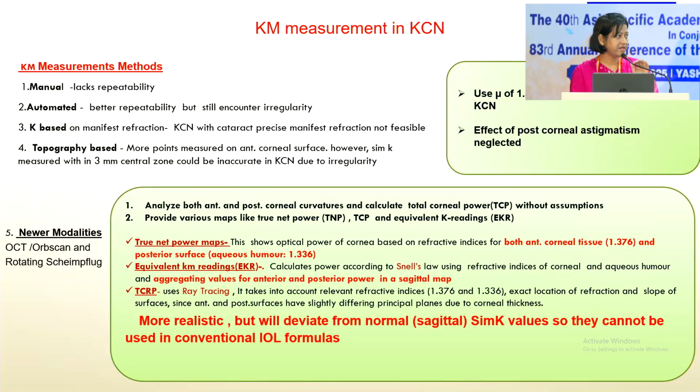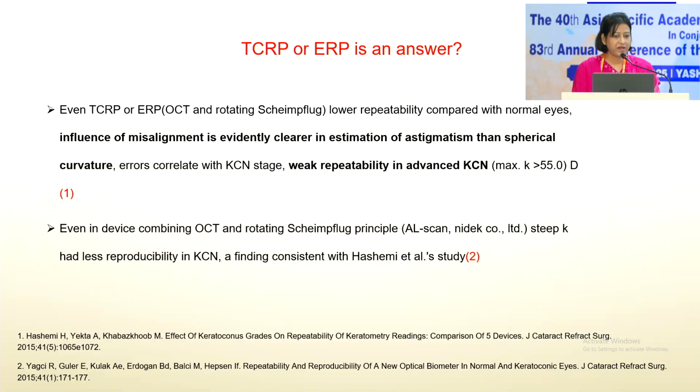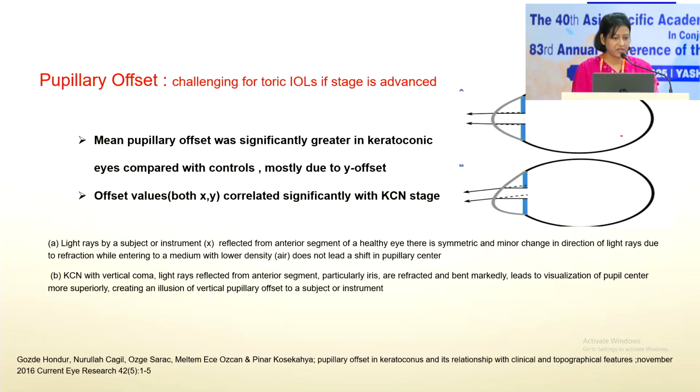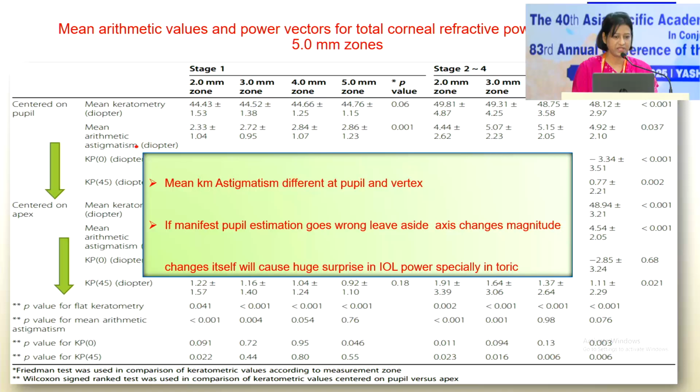Newer modalities do help in negating these 2 points, and they are more realistic in keratometric measurement, but they will deviate from the normal SimK value, so they cannot be used in conventional IOL formulas. Is the true corneal refractive power or equivalent refractive power an answer? Actually, it is not, especially in advanced keratoconus. Pupillary offset is very significant in keratoconus cases, mostly due to Y offset, but offset values of both X and Y correlate significantly with the keratoconus stages.